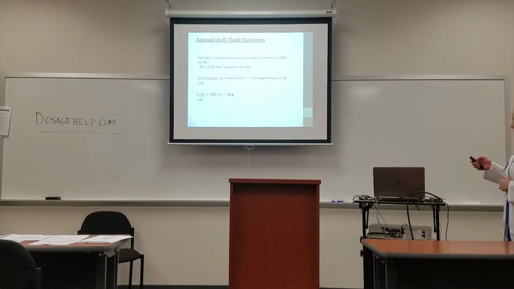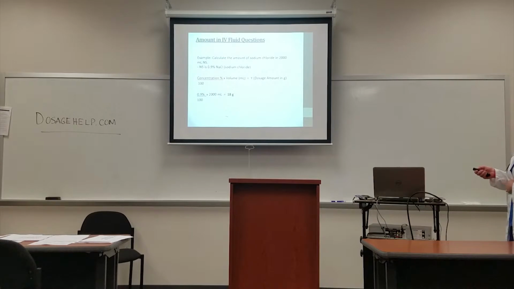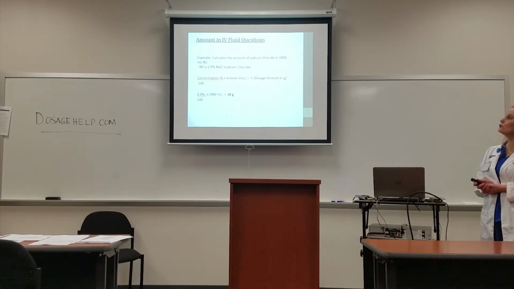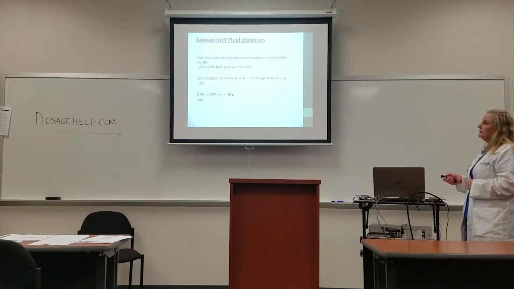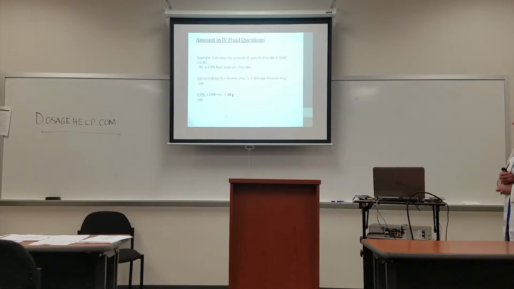So this one, I put: calculate the amount of sodium chloride in 2,000 mLs of NS. NS is sodium chloride, also known as normal saline. But typically on the bag, NS is 0.9% NaCl, which you should already know is sodium chloride. So I'm taking my concentration as 0.9% divided by 100 times 2,000 mLs, which is 18 grams.